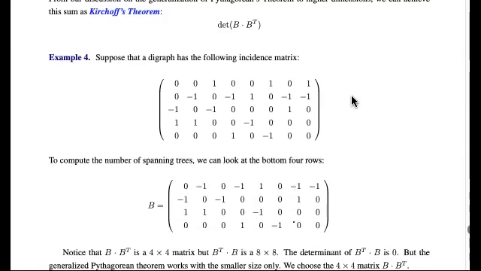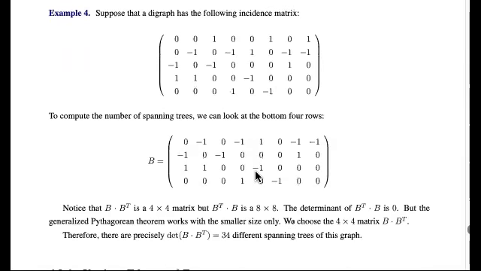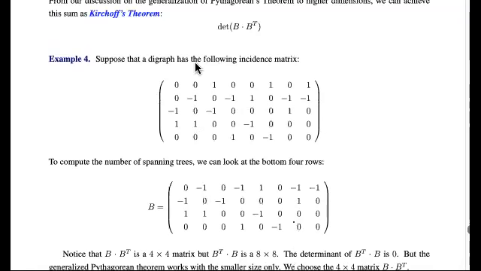Okay, so here's an example. Find the number of spanning trees. We cut off one of the rows. We have a matrix. Then we take B times its transpose. It's a 4 by 4 matrix. Okay, the other one's an 8 by 8. We don't want the 8 by 8. We want the 4 by 4. We take the determinant of the smaller one, and we get 34, which means there's 34 different spanning trees for a graph that has this as its incidence matrix.